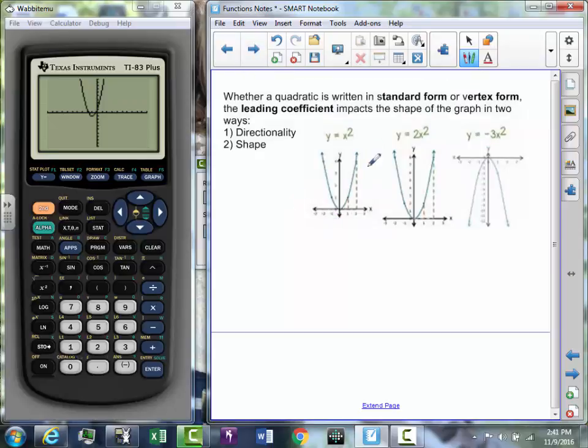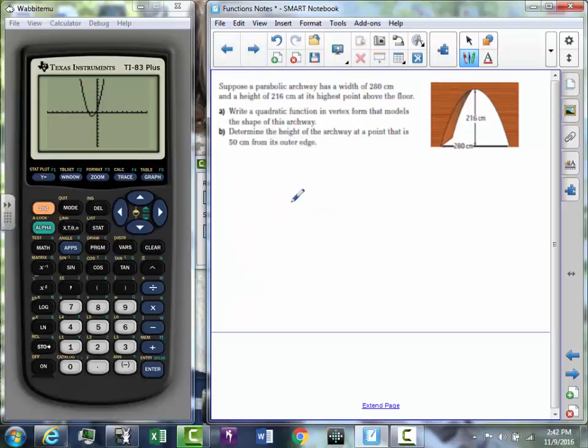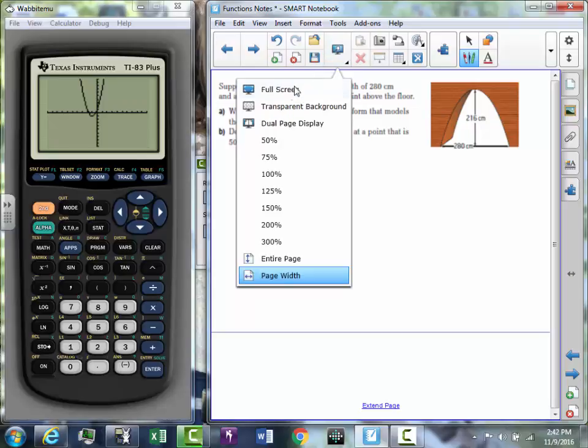So here's kind of a summary slide. If a coefficient is written in standard form or vertex form, the leading coefficient tells you whether it's either a happy face or a sad face. That's essentially what it does. So let me end with one last question, and then we'll give you guys some work time.